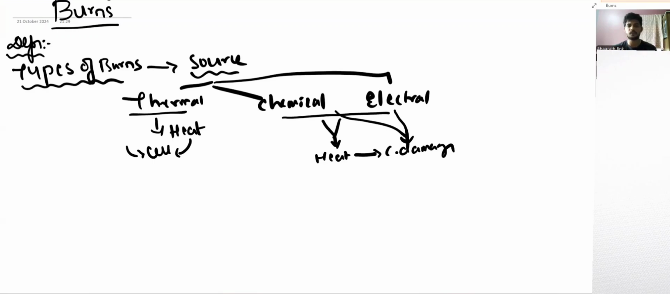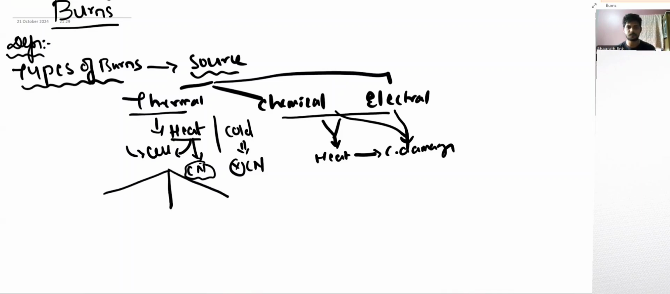But in a thermal burn, it is always either heat that is transferred or cold energy that is transferred, which will produce a burn. Now, with this heat or cold, the major difference is that cold will never cause coagulative necrosis, but heat causes coagulative necrosis. So when heat is transferred from a source to an individual to produce the effects of a burn, this heat can be transferred in three situations.